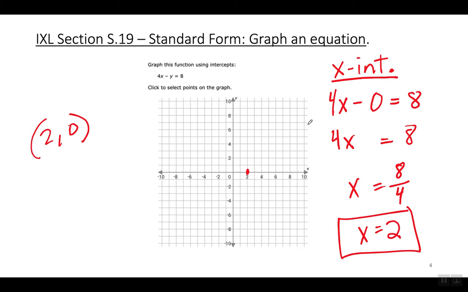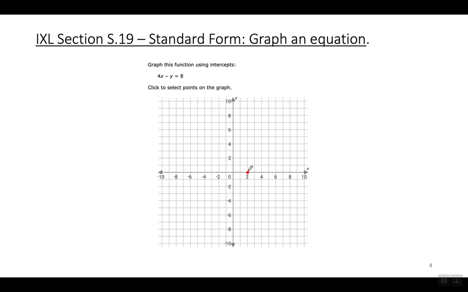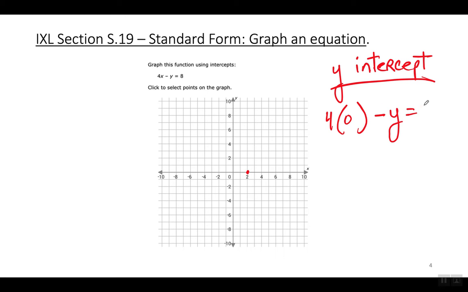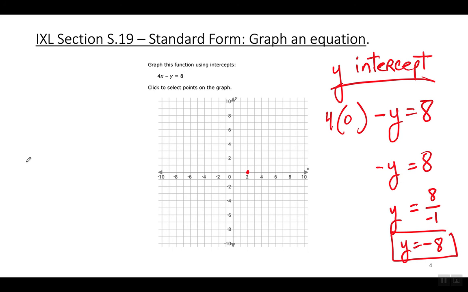Ahora voy a encontrar el intercept de Y. Alright, so for the Y-intercept, I'm going to make X equal to 0. Okay, para encontrar el intercept de Y, voy a hacer X igual a 0. That'll cancel all of this, so now I have negative Y equals 8. Remember, there's an invisible 1 here. So you could think about this as Y equals 8 divided by negative 1. So Y is going to equal negative 8. In other words, when X is equal to 0, Y is equal to negative 8.